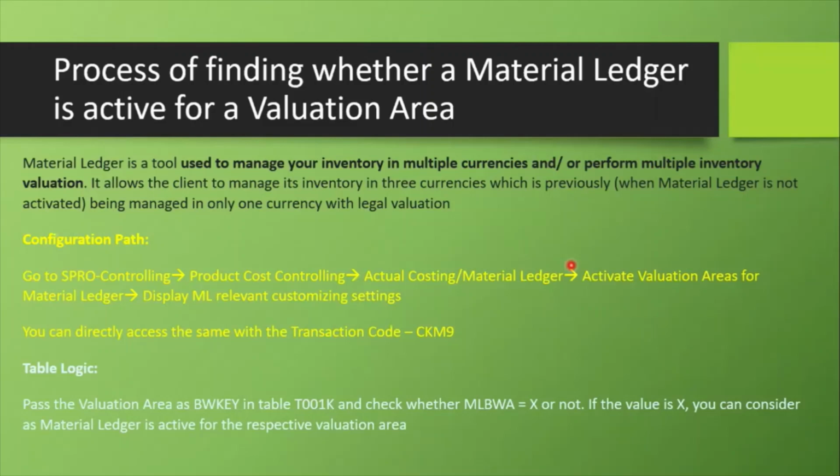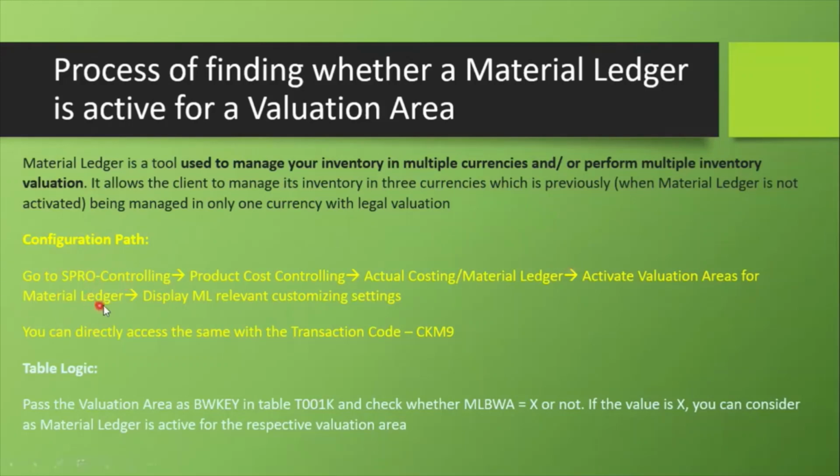Once you join a project, say a support project, you want to know whether material ledger is active for your valuation area. Mostly the plant is the valuation area. But I want to use the word valuation area rather than plant, because there is an option to have the valuation area at company code level also. So I wanted to mention valuation area. You want to know how to check it.